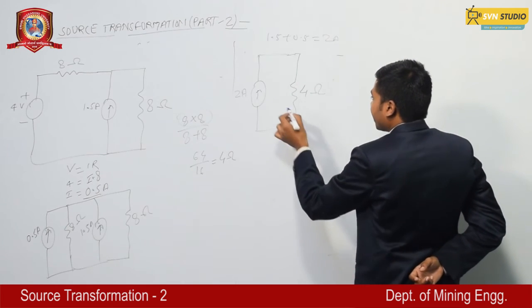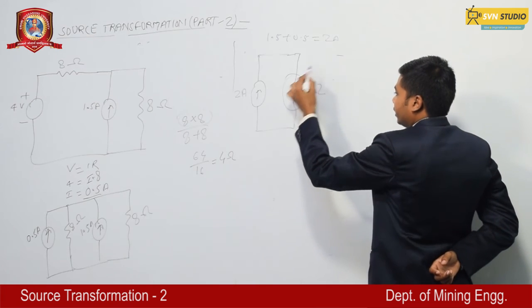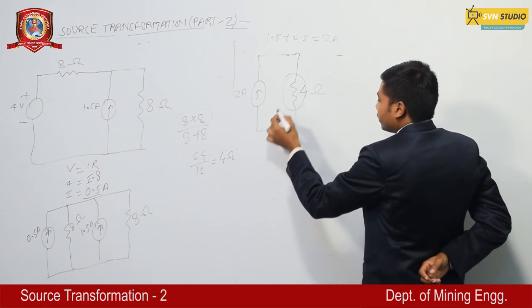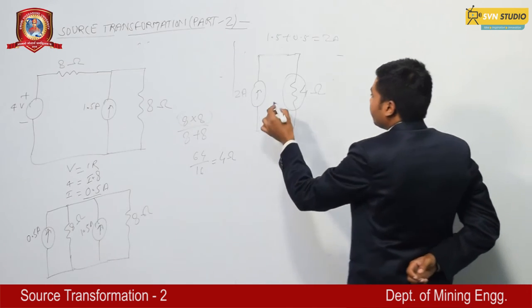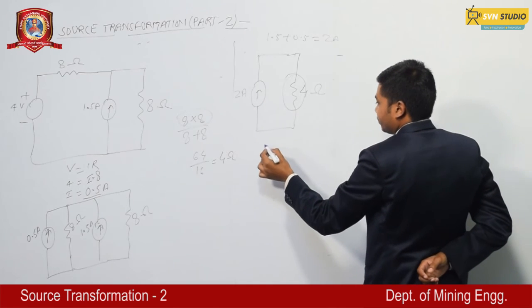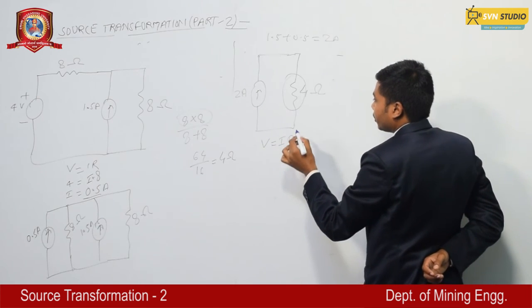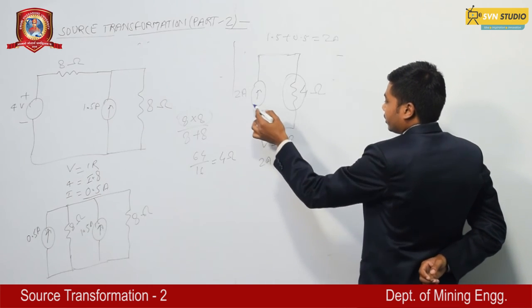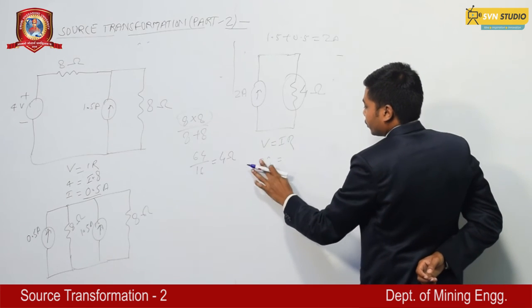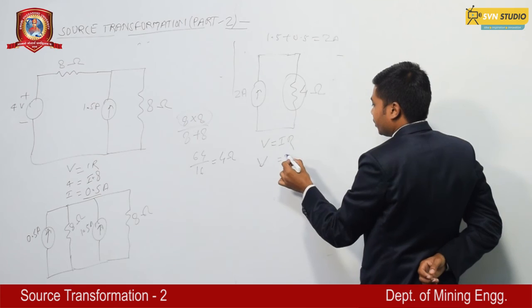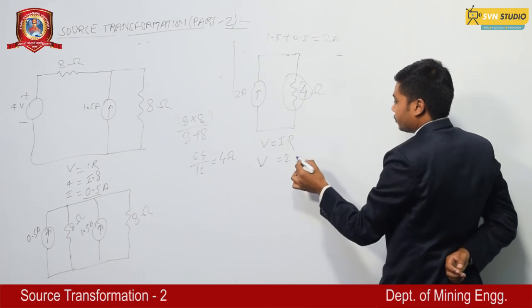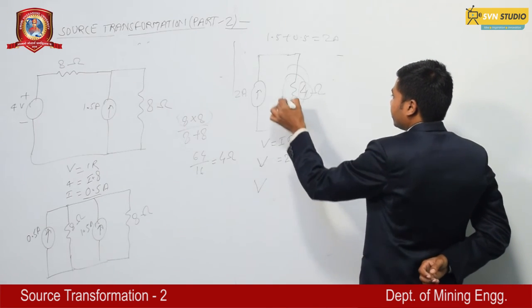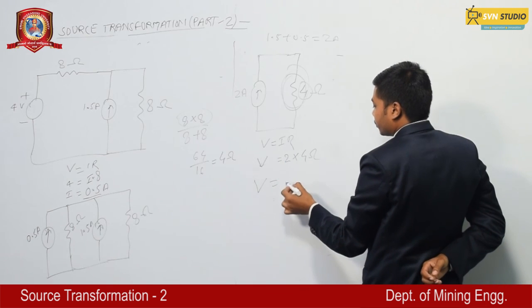Now, what will be the value of voltage in this? We apply V equals I R. I is 2 ampere and the resistance is 4 ohm. So, what will be the voltage across this resistance? It will be 2 fours are 8 volt.